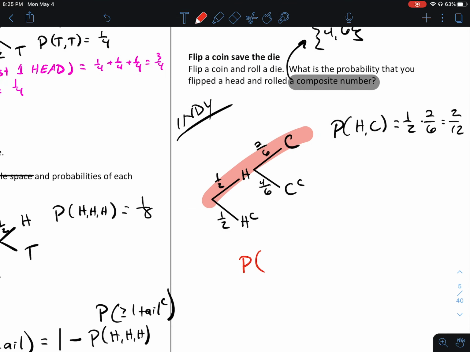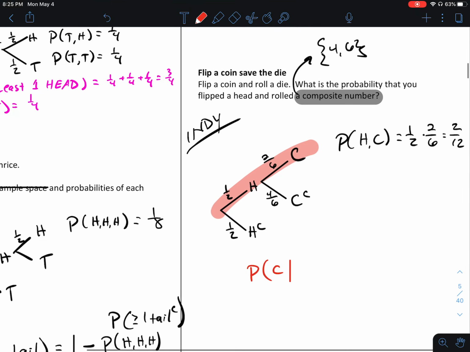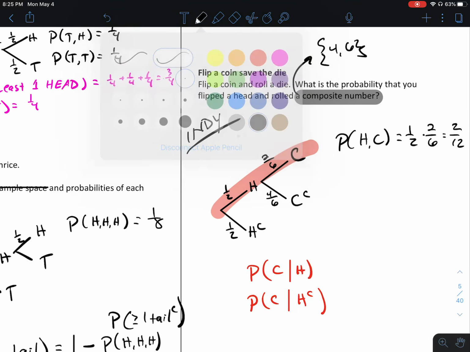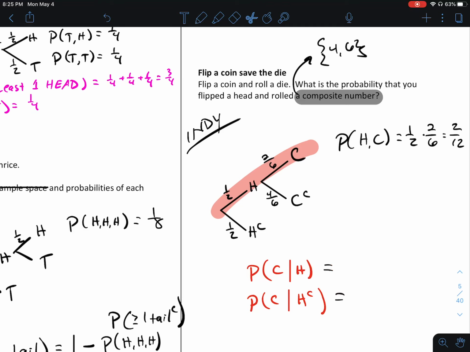What's the probability that you get a, what was the C stand for? Composite number, given that you had rolled a head, or flipped a head. And let's find the probability that you have a composite number given that you had the complement of a head. See if you can answer these questions before I do. If you need to pause the video, go for it.